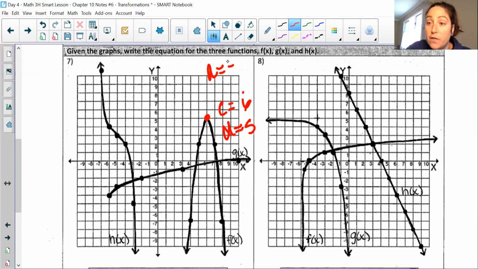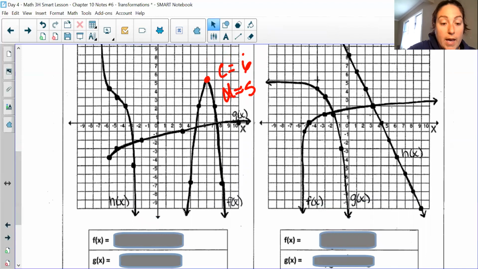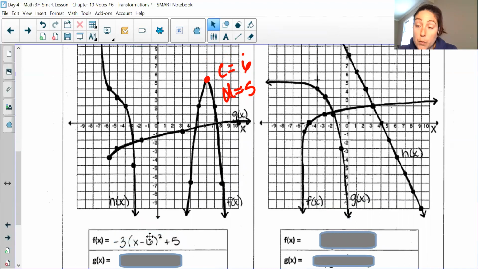So our parent function x squared goes right 1, up 1, right 1, up 3, right 1, up 5. This one's going right 1, down 3, right 1, down 9. So that means that our vertical change is being multiplied by 3. So we have a vertical stretch by a scale factor of 3. Putting that all together, we get f of x equals -3 times the quantity x minus 6 squared plus 5.